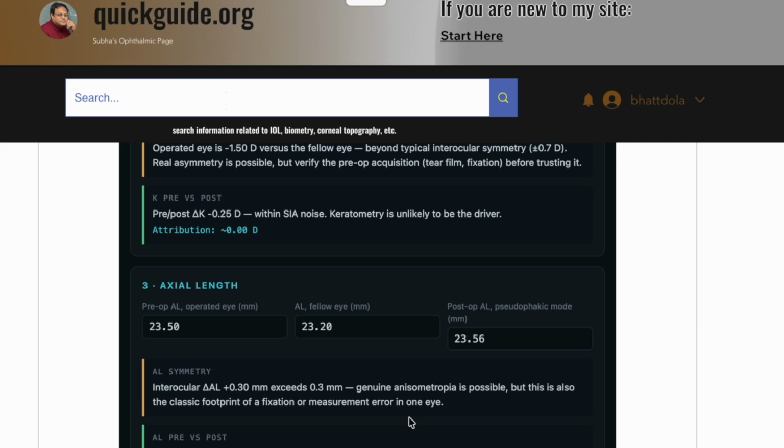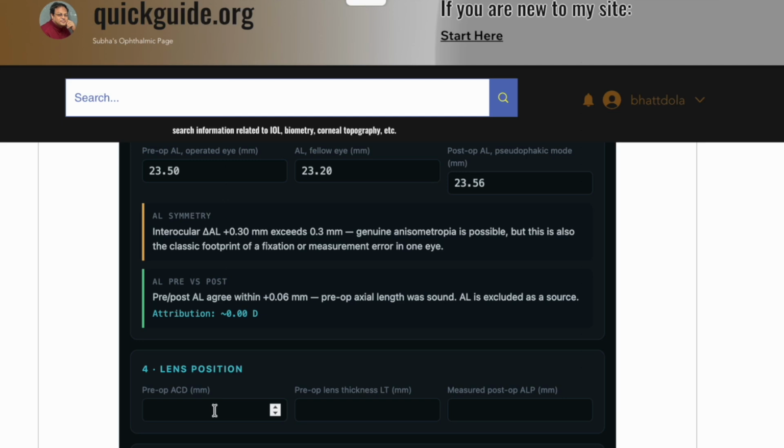What it is also saying is the difference between pre and post-op, and the difference is very small, 0.06 millimeters, and this may not have contributed to the larger refractive surprise of -1 diopter. That's what it is saying. And then you have the preoperative ACD. Say, for example, I take the preoperative ACD of 3.0, preoperative lens thickness of 4.0, and then what is your postoperative measured actual lens position? It's not ELP, we call it ALP because that's the actual lens position of the patient.